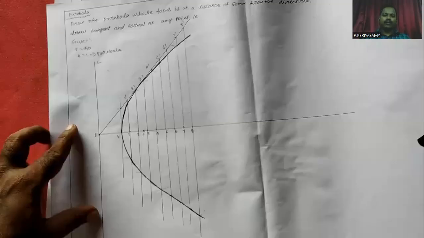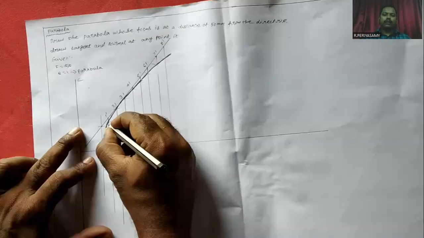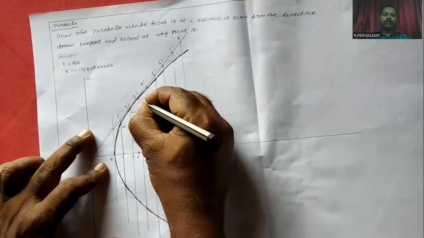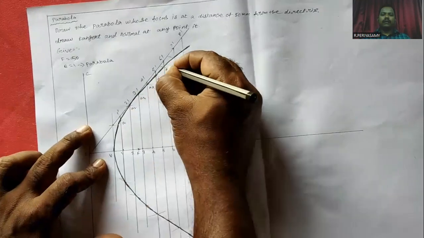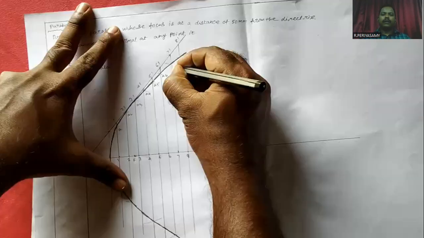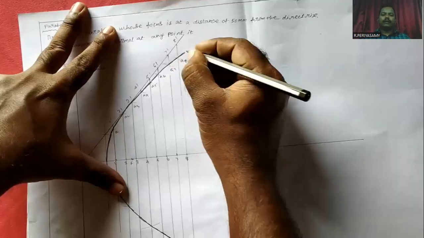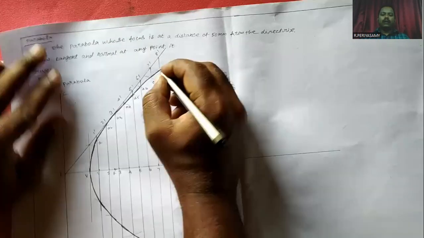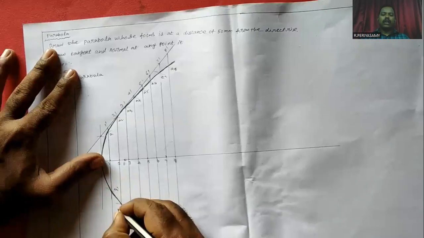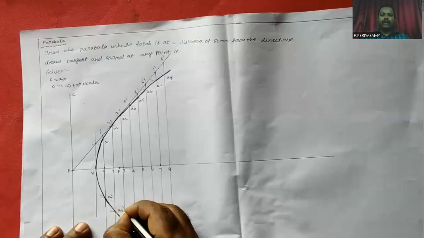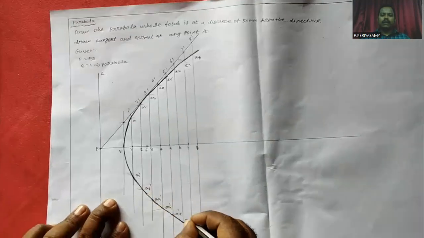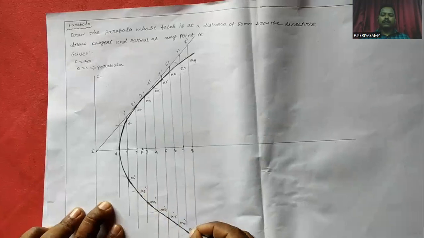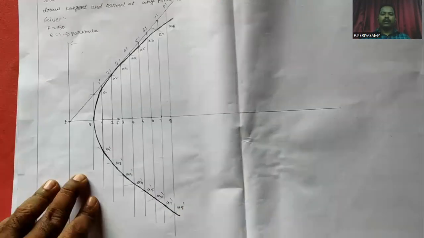Next, we give the names for the arced points. Above the major axis the arced points are A1, A2, A3, A4, A5, A6, A7, A8. Below the major axis the arced points are A1 dash, A2 dash, A3 dash, A4 dash, A5 dash, A6 dash, A7 dash, A8 dash. This is a parabola curve.